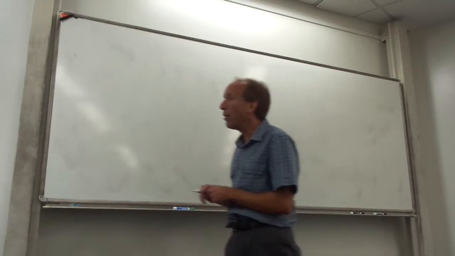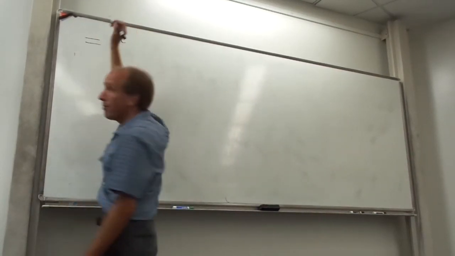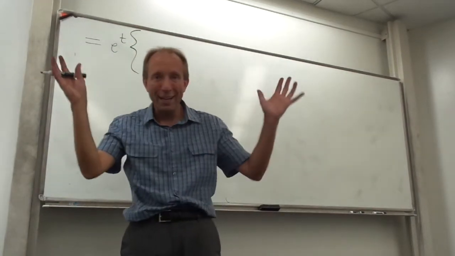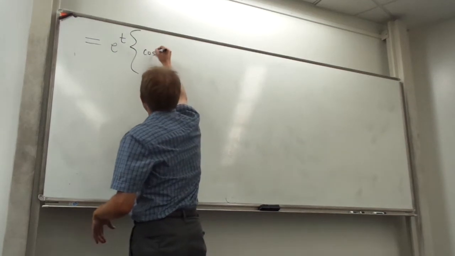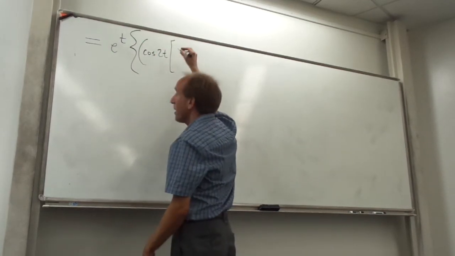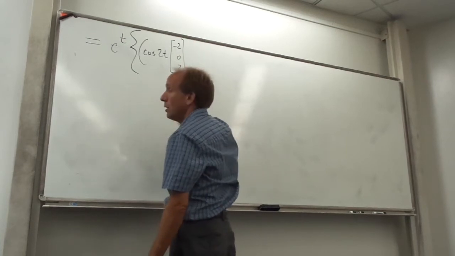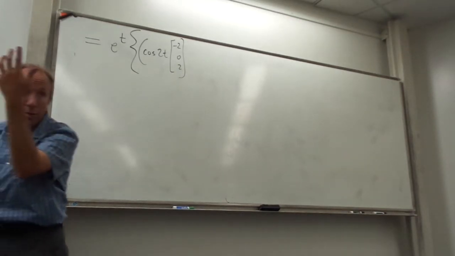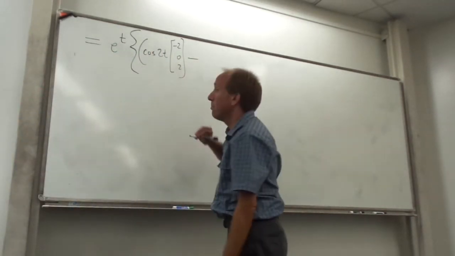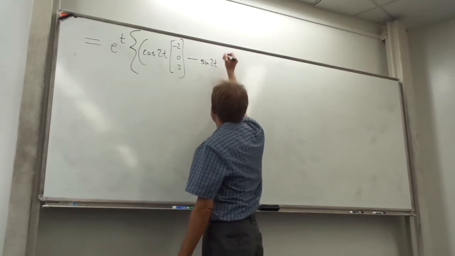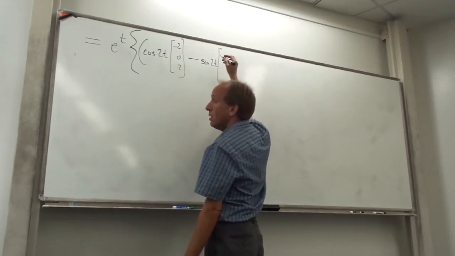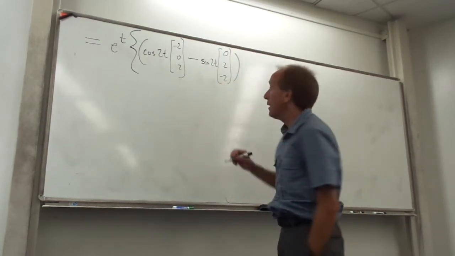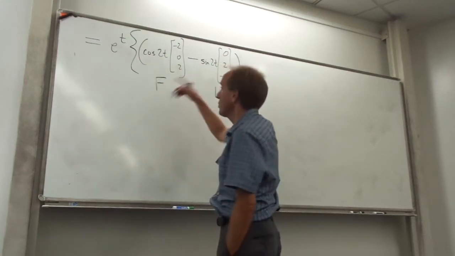So we're going to FOIL this thing out. And I have the e to the t out in front of everything. And then when we FOIL this out, of course, I refer to it as FLOY. So I'm going to do the first part where I take cosine of 2t times the vector negative 2, 0, 2. And then the last part, now guys, i times i gives i squared, which is minus 1. So there's a sign change, a minus sign. Sine of 2t times the vector 0, 2, negative 2.